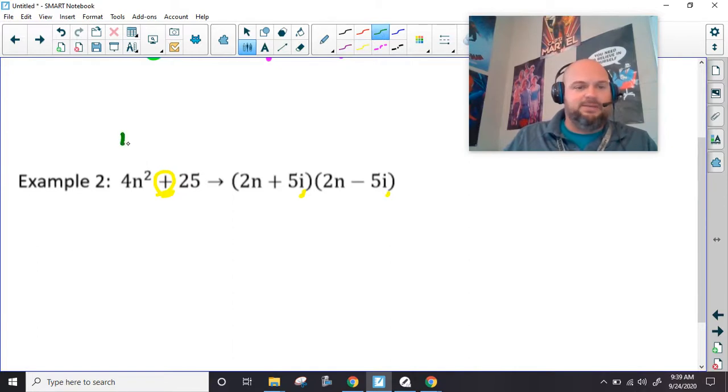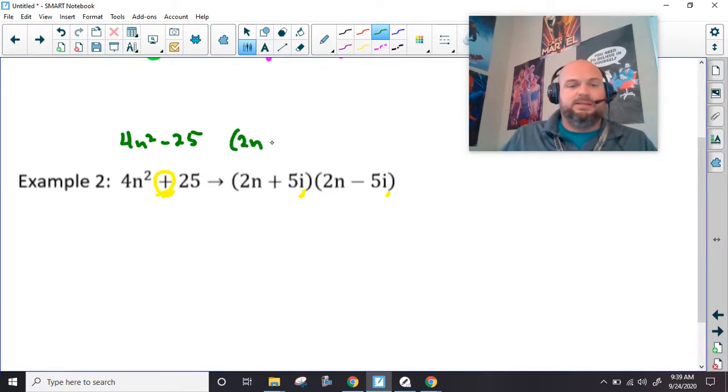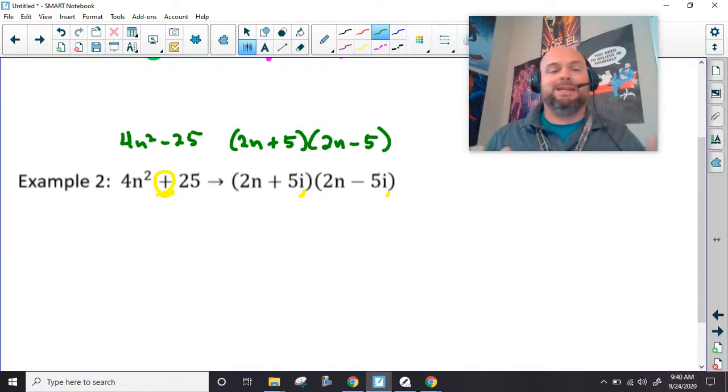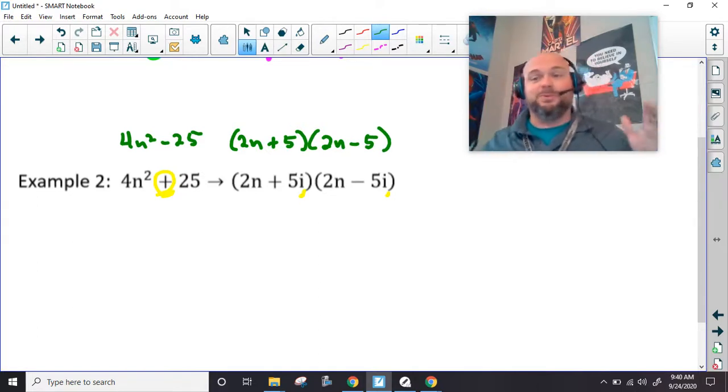Because if we had 4n squared minus 25, which is a problem, I'm going to show you the difference, and it's really not that difficult. You're just adding an i. So instead of the poking-the-eye-out method, this one you're actually adding an eye.